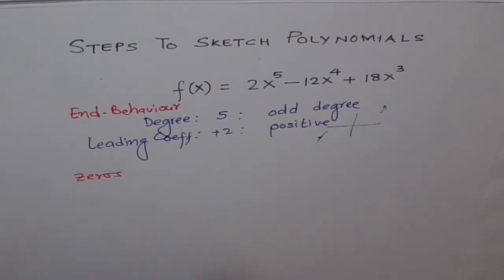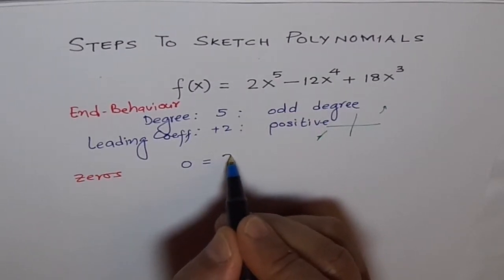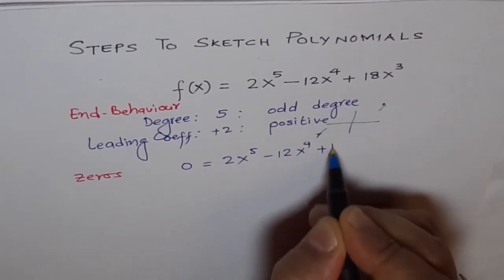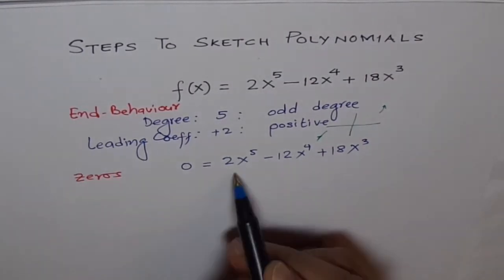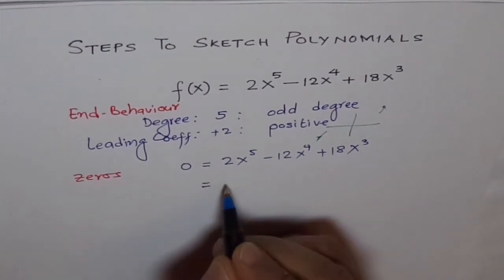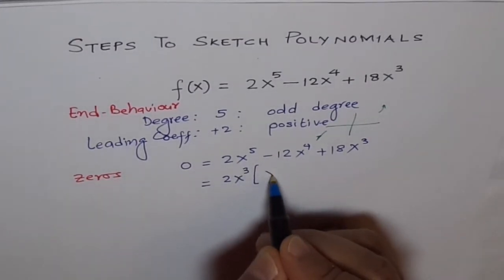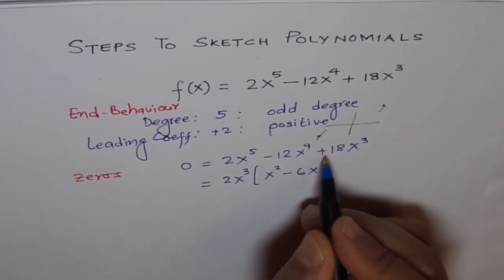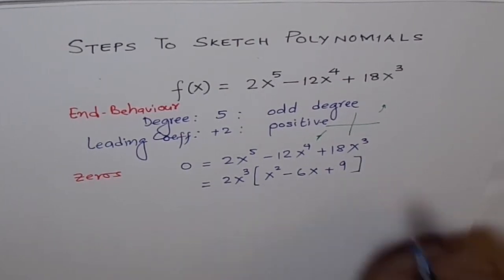To find zeros, we will equate this function to 0 and then find for what values of x we get 0. 2x to the power of 5 minus 12x to the power of 4 plus 18x cubed. As you can see, what is the highest factor which can be taken out? Number 2 is common, and x to the power of 3. So let's factor out 2x to the power of 3. And what do we get? We are left with x squared minus 12 divided by 2, 6x, and 18 divided by 2, 9. Plus 9. x cubed is factored out.